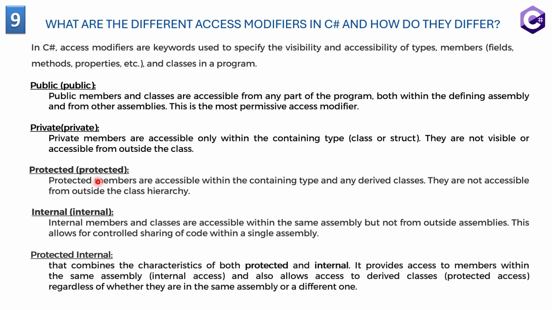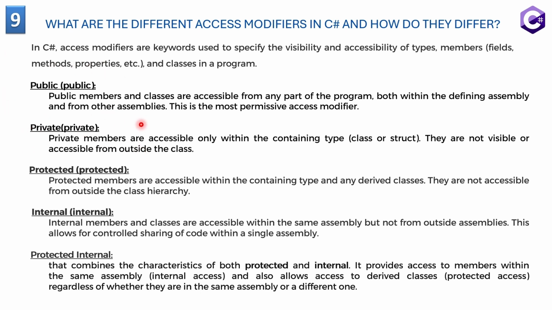So what are the different access modifiers in C#? We have basically five access modifiers in C#. Public: public members and classes are accessible from any part of the program, both within the defining assembly and from other assemblies. So public gives access to all the assemblies; public class is available for all the objects.